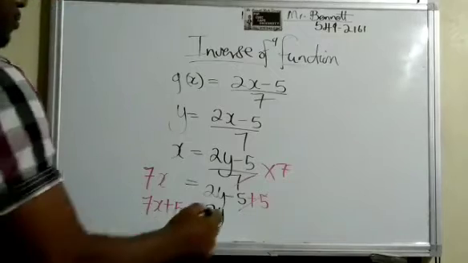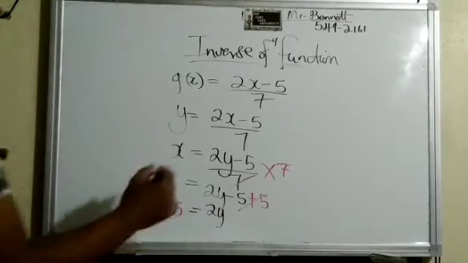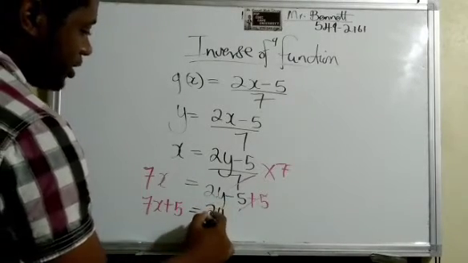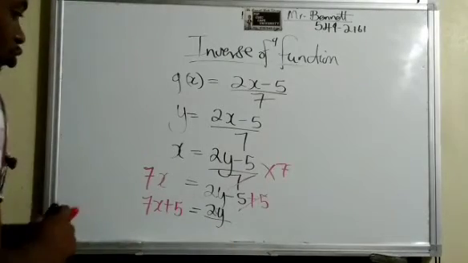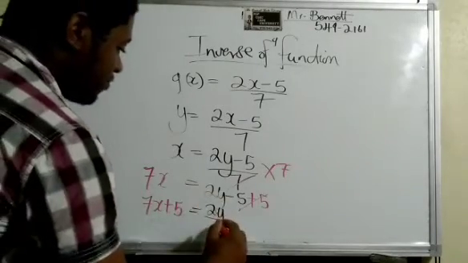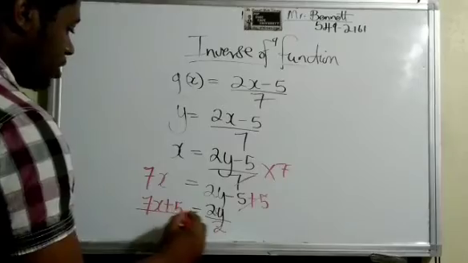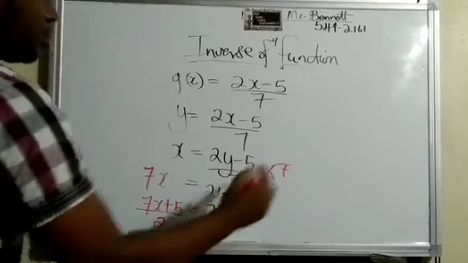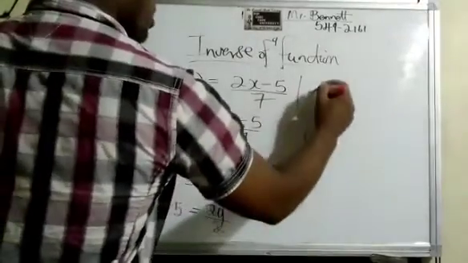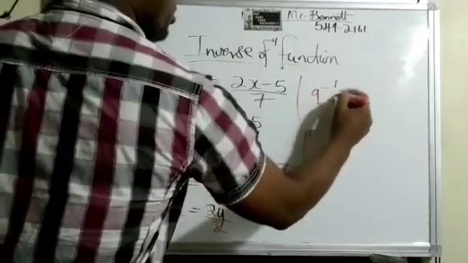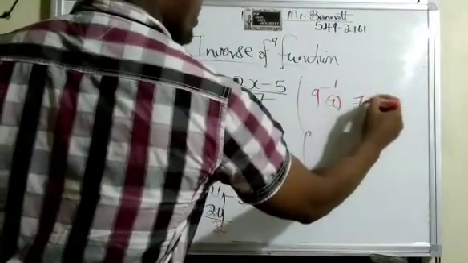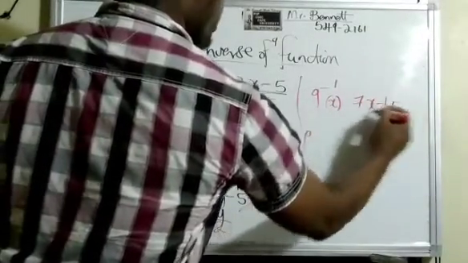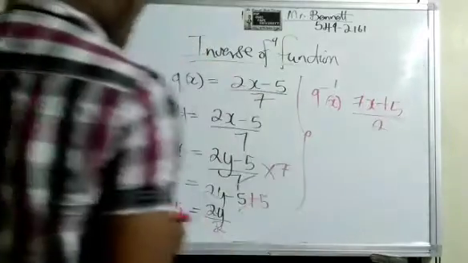So now we are left with 2y, and this is 2 times y, so we divide by 2, and we say that is the inverse of times, divide, and what we do to one side, we do to both sides. So the inverse of g we can write it like this. The inverse of g of x is 7x plus 5 divided by 2.